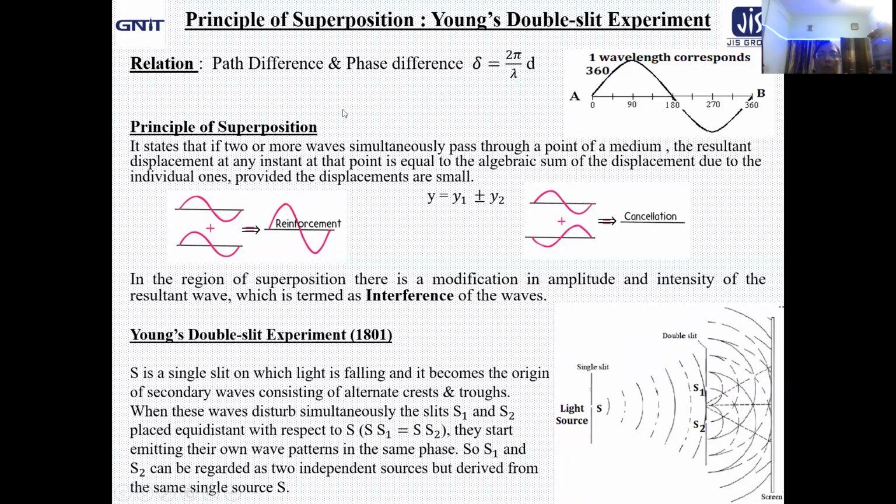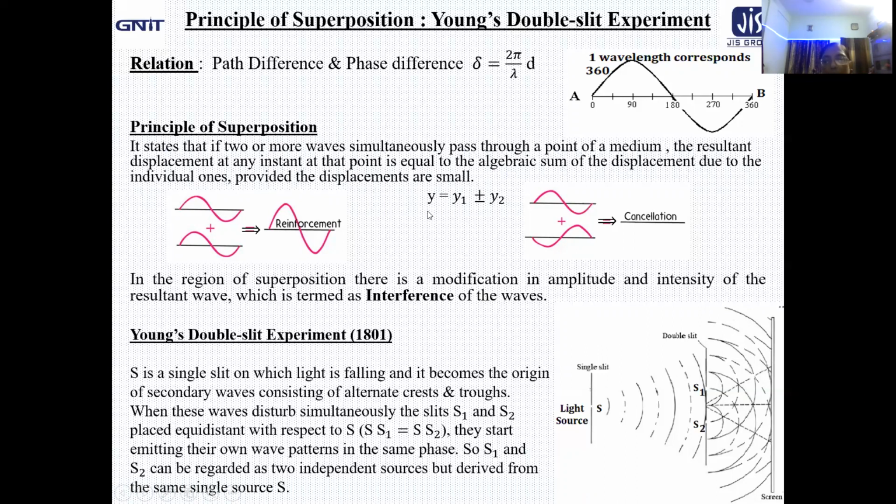Okay. Now let us move to the all important principle of superposition. So far we have considered everything in terms of one wave state. Now, in place of one wave, if in a medium you have two or more waves which are simultaneously present and pass through a point of the medium, then what about the resultant displacement at any instant at that point? It is equal to the algebraic sum of the displacements due to the individual waves, provided the displacements are small.